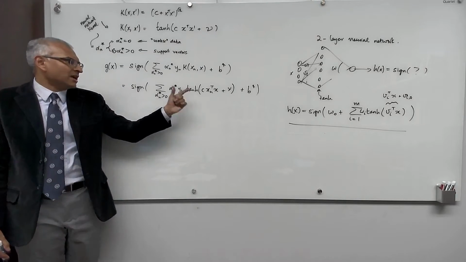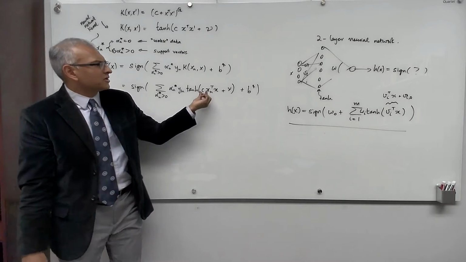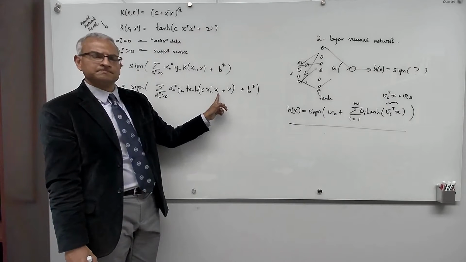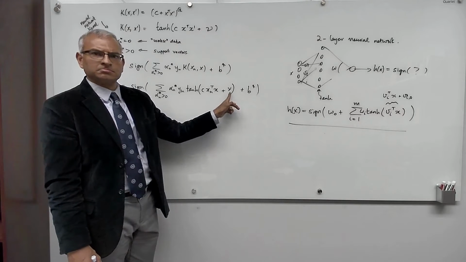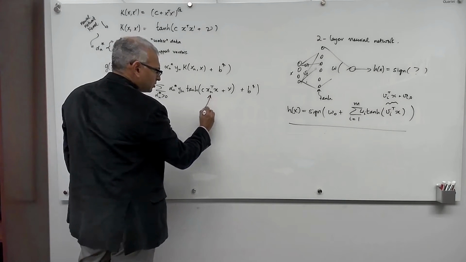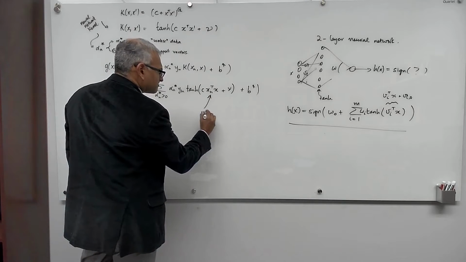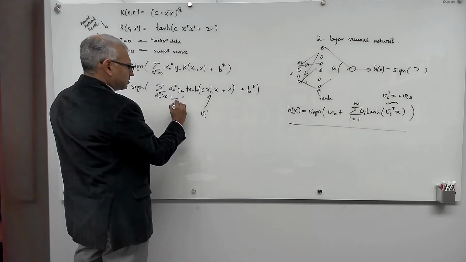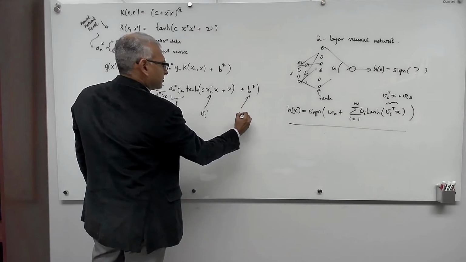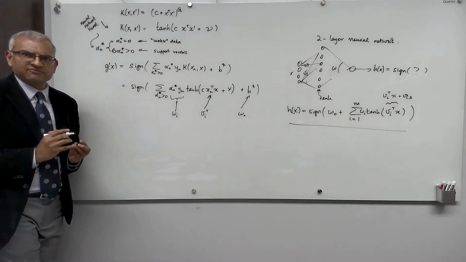So we have a weight times the tanh of some vector times x, plus a constant. And you can choose these constants. So this is playing the same role as Vi transpose, and this is playing the role of Wi, and this is playing the role of W0. Exactly the same functional form.